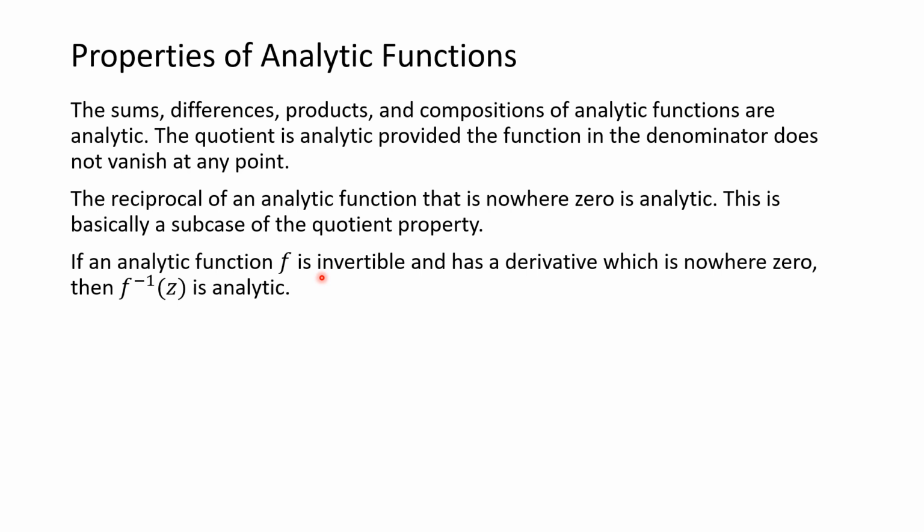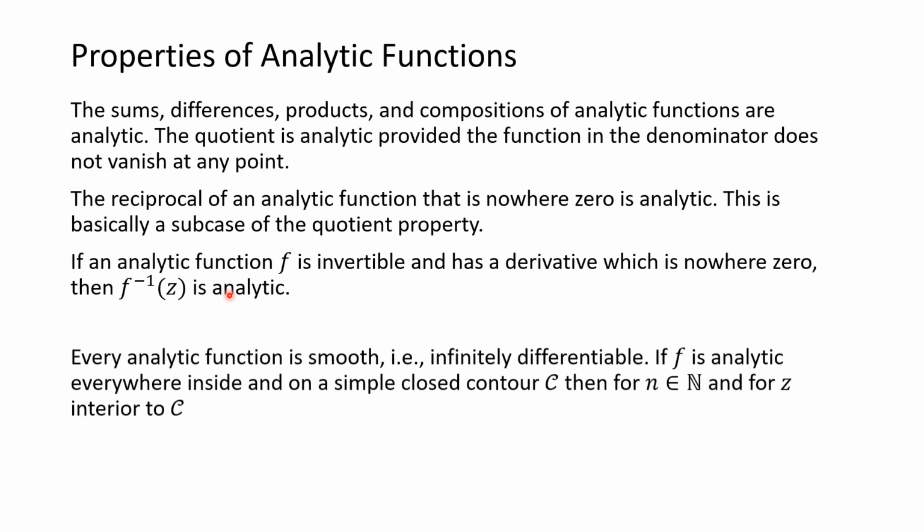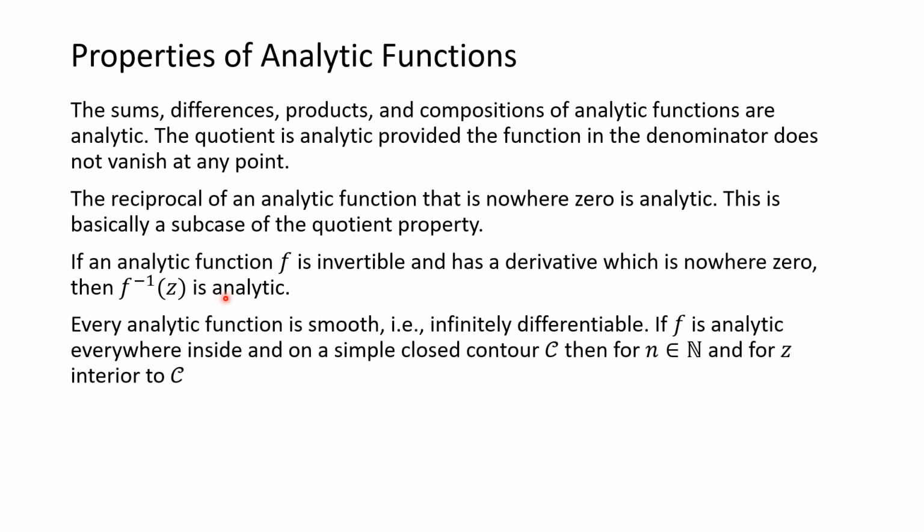If an analytic function is invertible and has a derivative which is nowhere 0, then its inverse is also analytic. This one's rather interesting. Every analytic function is smooth in the sense of having infinitely many derivatives. So you can take the first, second, third, fourth, and so on derivative, and they should all exist. In some cases, they might be 0, but they all exist.